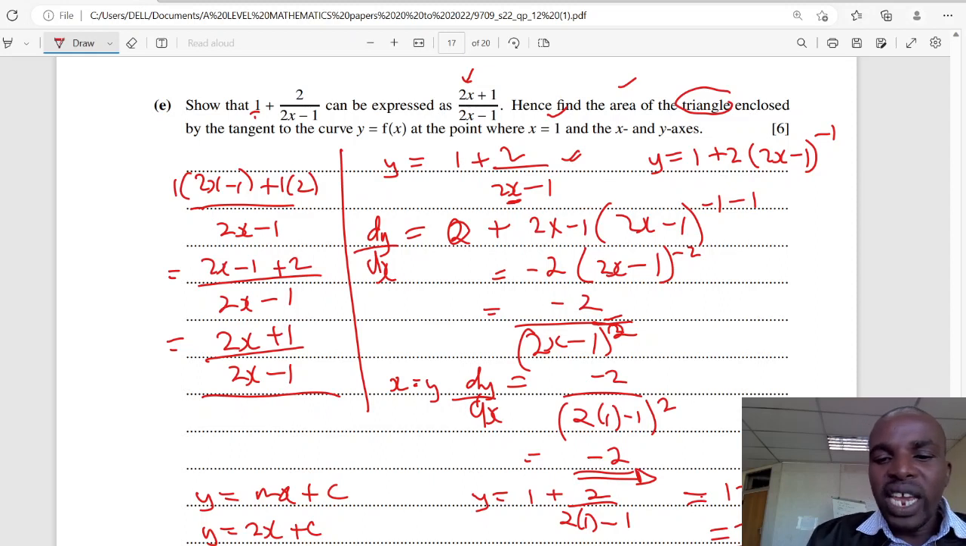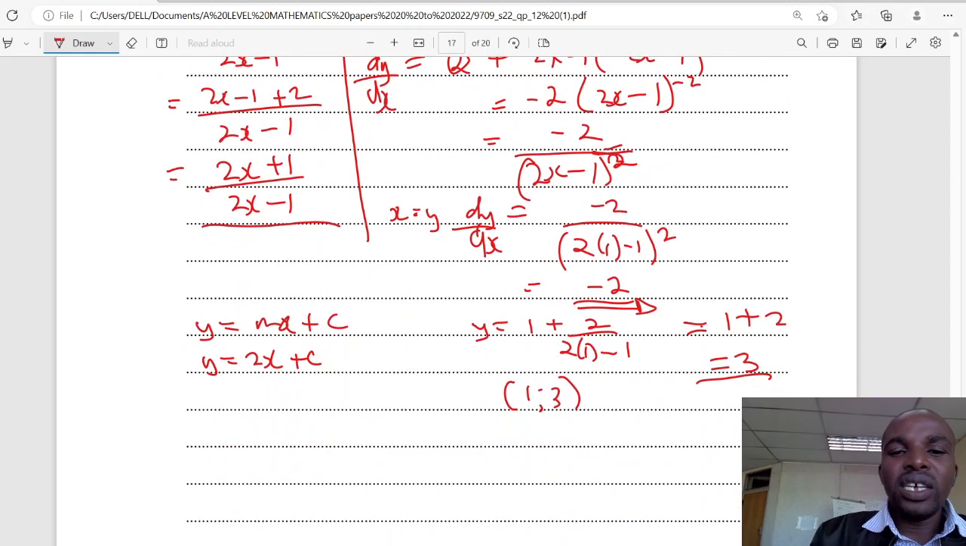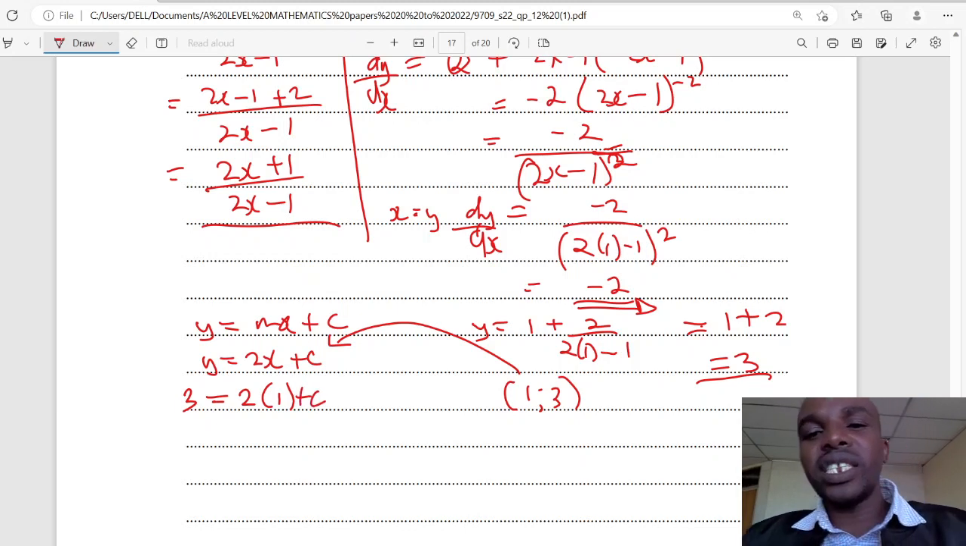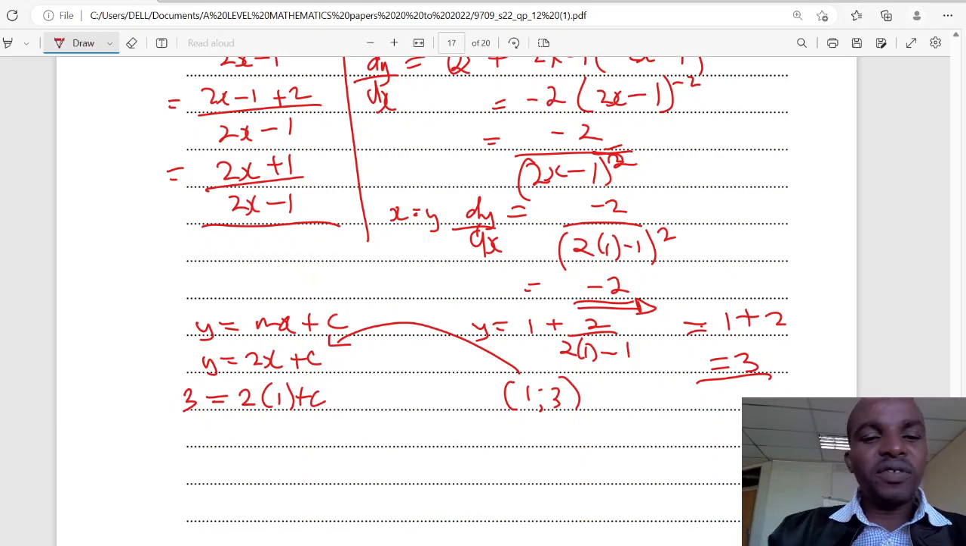Now we have a point x equals 1, y equals 3. Use this point to find the value of c. Y equals 3 and x equals 1, then plus c. Then after that, it will be 3 equals minus 2 plus c.